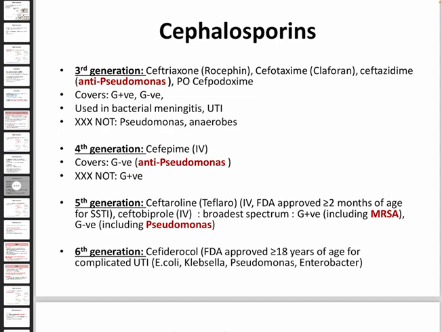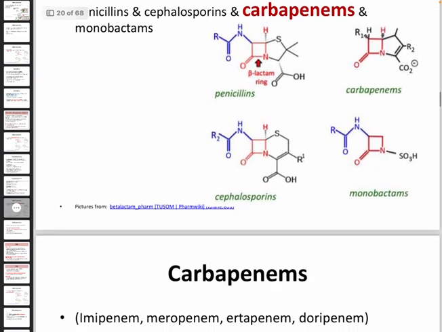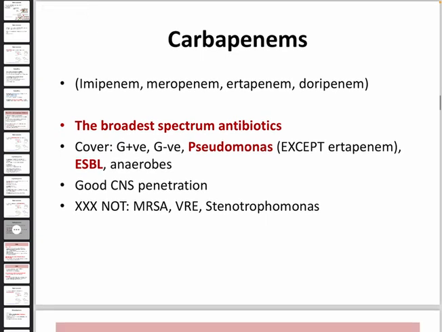Okay, carbapenems are called the big guns. We call them the big guns because they have the broadest spectrum of almost all antibiotics. Okay, all of them have anti-pseudomonal coverage except ertapenem. So if you are, for example, covering ESBL-positive UTI, so this is E. coli, okay? You need to start a patient on carbapenem.